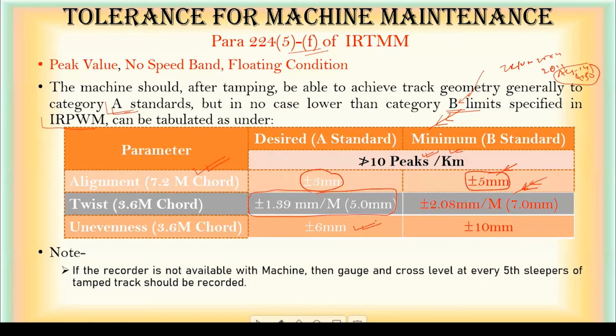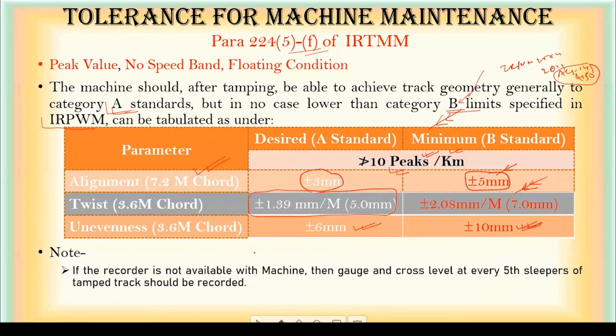Desired is ±6 mm peaks. Within 6 mm peaks, exceeding 6 mm peaks should not be more than 10 per kilometer. And in any case, it should not be more than 10 mm, that is, 10 peaks per kilometer of more than 10 mm. If this happens, it means the machine's output is not acceptable.